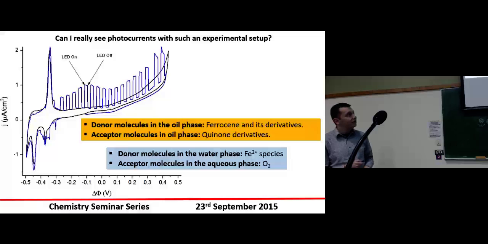We're going to do a collaboration with some people in the organic chemistry department to make quinones, and they'll be acceptor species in the oil phase, and the donor species might be iron 2 plus species in the aqueous phase. There's a lot of things you can play with here. Natural photosynthesis uses a thing called plastoquinone. So yeah, I think we're on the right track here to really have a biomimetic system.